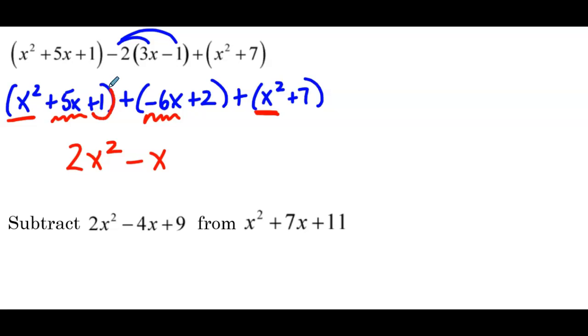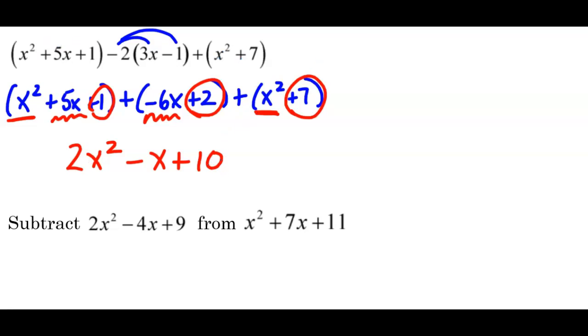And then lastly, we have a constant term of plus 1, a constant term of plus 2, a constant term of plus 7. Combining all three constant terms gives us plus 10. And there we have the simplification of our original problem.